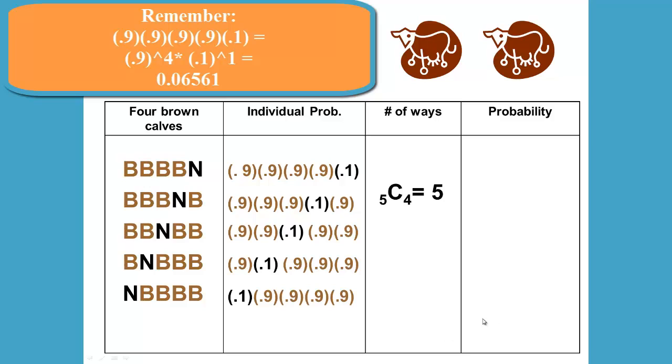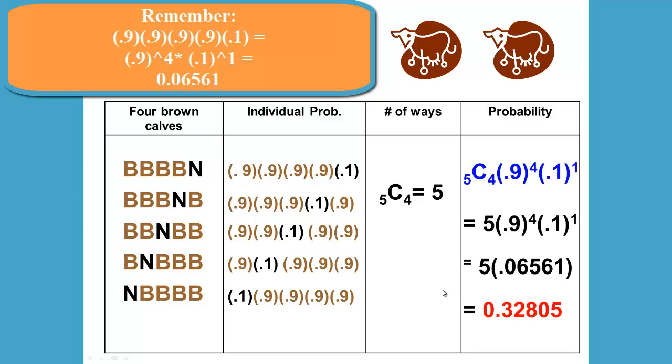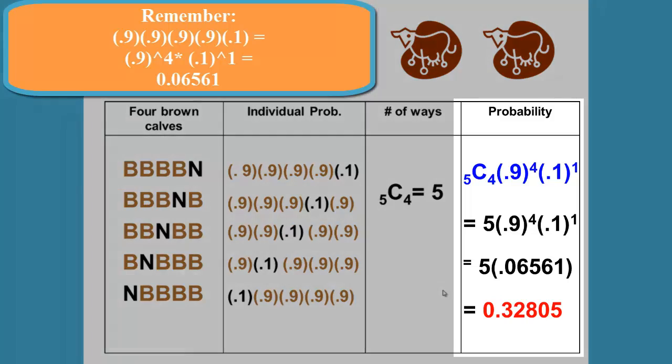The number of ways to have arrangements of this is a combination of putting the 4 brown cows into 5 slots. So that would be 5 choose 4, which is 5. And we have our probability at the end of a total of 0.32805, which is 5 times each of the individual probabilities of 0.06561, which is 5 times 0.9 to the 4th times 0.1 to the 1st, and the 5 again comes from the 5 choose 4.